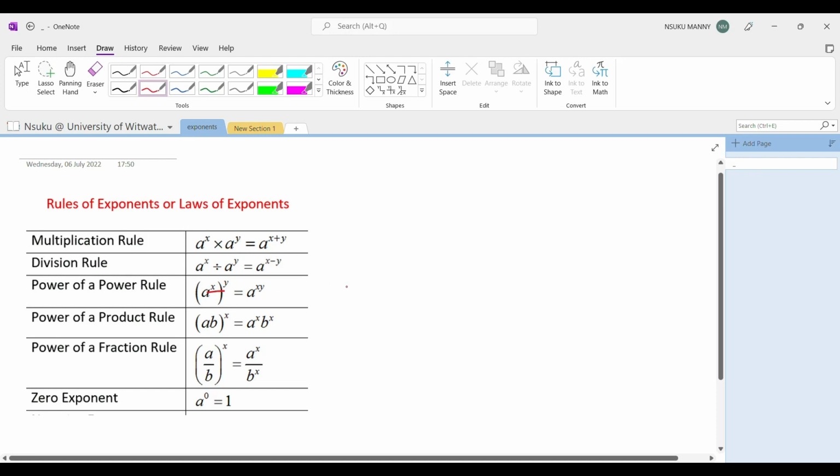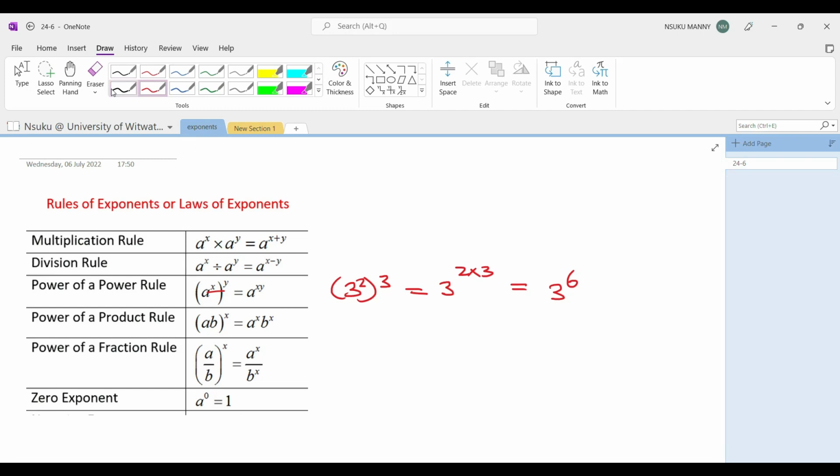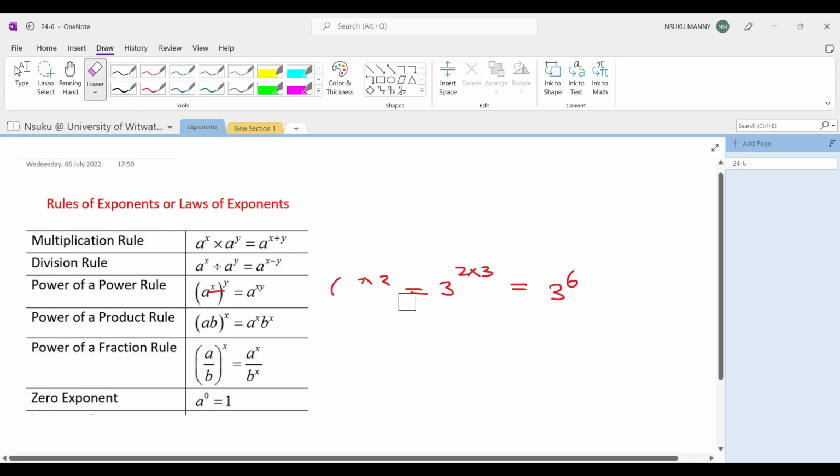So in other words, if we had 3 to the power of 2, all to the power of 3, this would be the same as 3 to the power of 2 times 3, which is 3 to the power of 6. Yes, so 3 to the power of 6, I don't know what the value is, but that's basically what that law means, right? So let's move on to the next law.